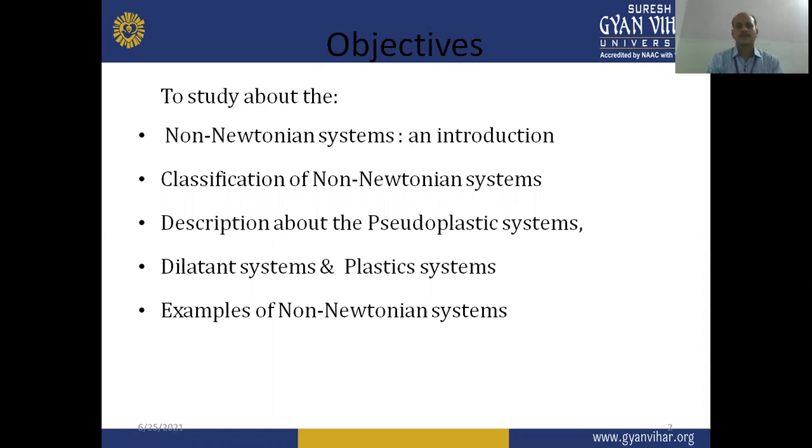So, the objective of today's lecture is to know what Newtonian systems are and what non-Newtonian systems are. Then the classification of non-Newtonian systems. Then a description of the pseudoplastic systems, dilatant systems, and plastic systems. Then we have to discuss examples of different types of non-Newtonian systems.